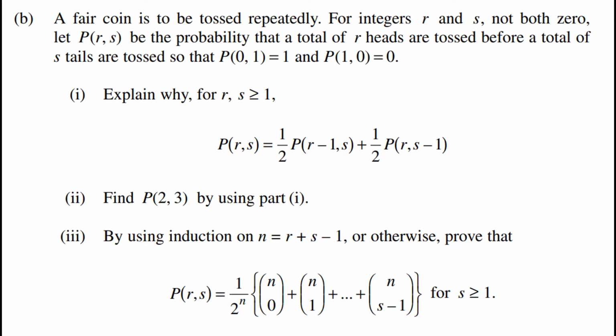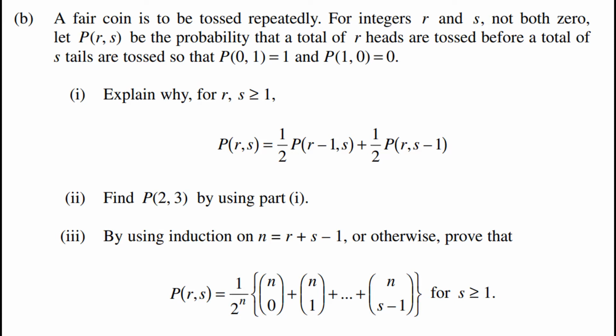The question tells us that a fair coin is to be tossed repeatedly, for integers r and s, not both zeros, so one of them or the other could be 0 but not both of them. Let the probability of r comma s be the probability that a total of r heads are tossed before a total of s tails are tossed.